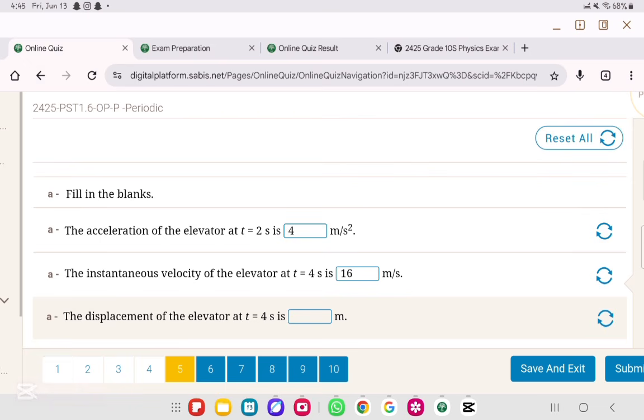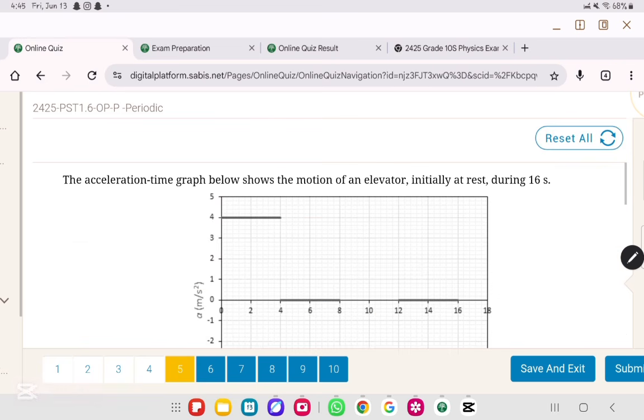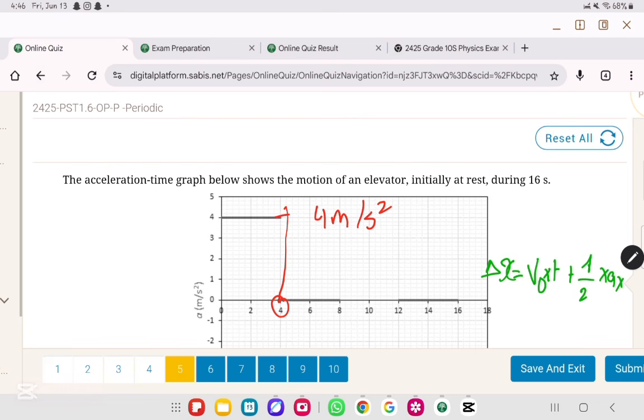They want the displacement of the elevator at time 4 seconds. So let us go at the time 4 seconds. At the time 4 seconds, what is the acceleration? The acceleration is 4 meters per second squared. However, they wanted to find the displacement, so we should use an equation that I think you guys should have memorized. This equation is delta x, or displacement, is equal to velocity initial times the time plus 1 over 2 times the acceleration times the time squared. Right?